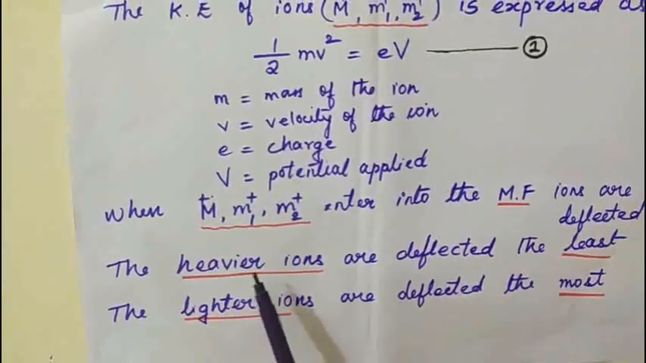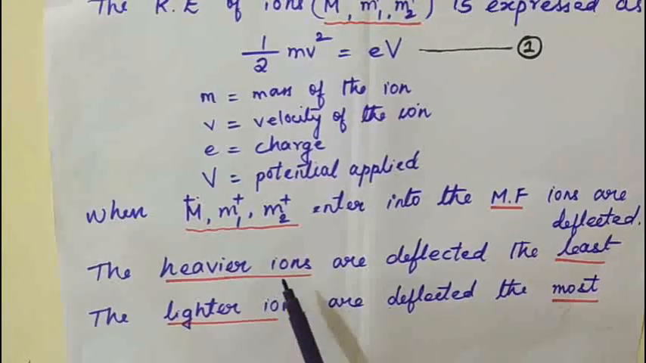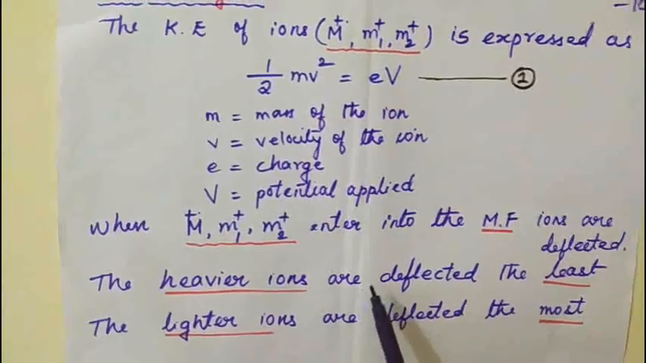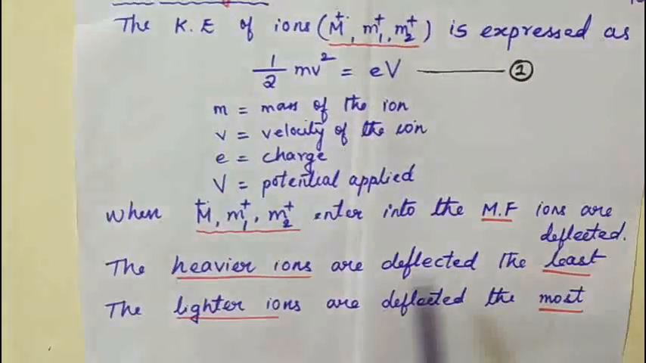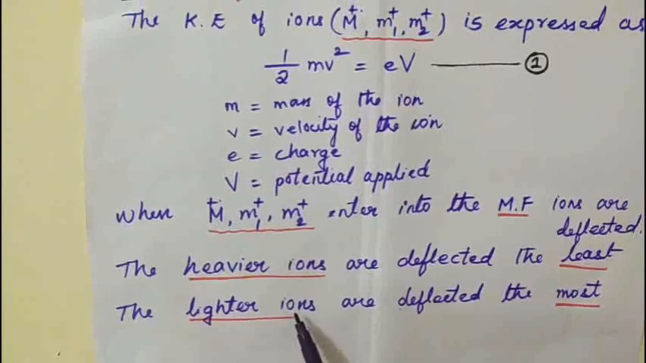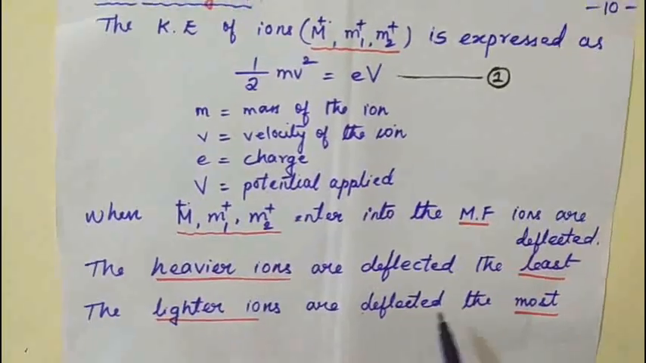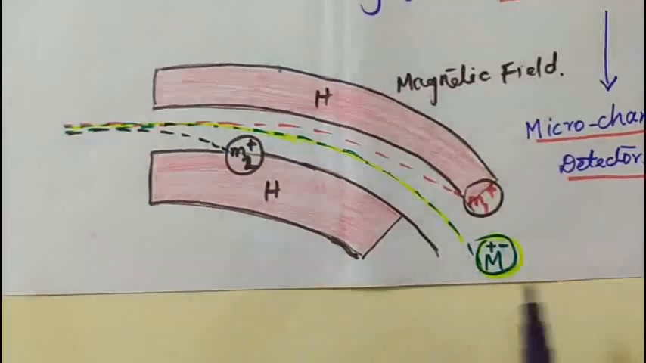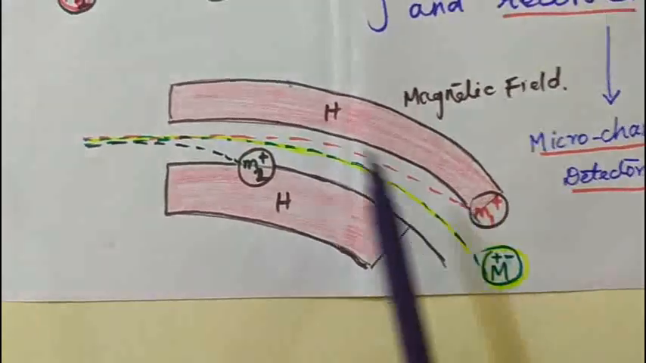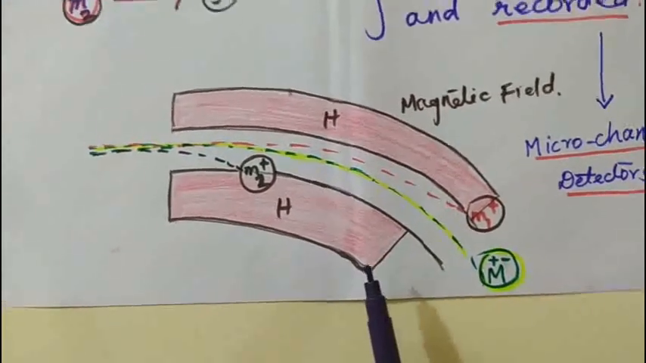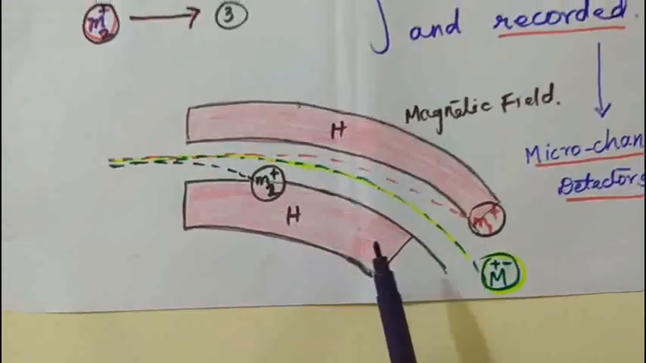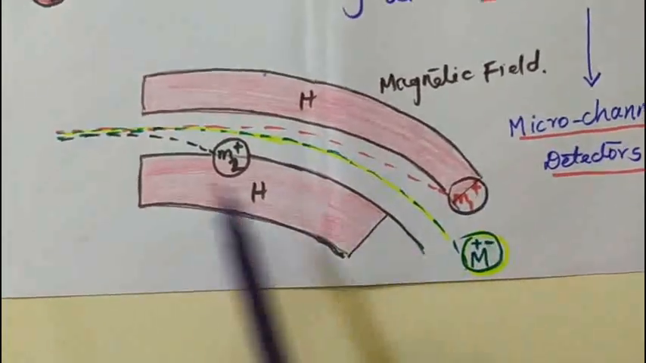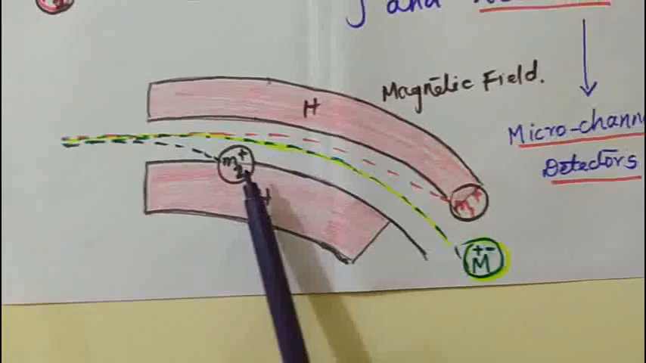Heavier ions with a more positive charge, that is +2, are deflected the least. If the ion is light and has less charge, +1, it is deflected the most. The deflection of the ions can be visualized here. So this is the enlarged mass analyzer. We have the 3 ions, the bigger molecular ion, the medium sized cation and the very small sized cation.